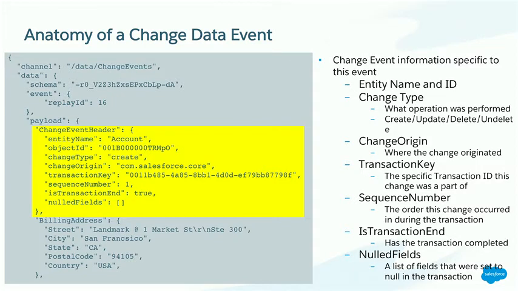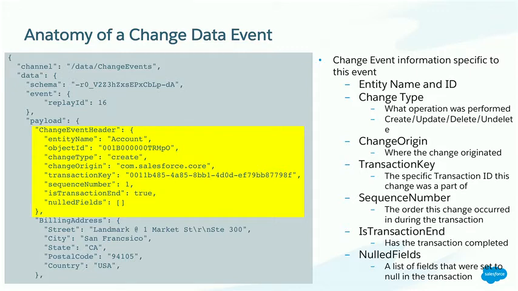Next, we have the change event header. This is a collection of a lot of information that you can begin to build logic against. Things that will tell you what was happening, what records it was happening against, who made the change, things like that. If we go through this, we'll see that this change was on the account entity, and it was for that specific object ID. We see the change type is create, so we know it was a new creation of an account. The change origin was Salesforce.core, so this is something that came from the Salesforce application.